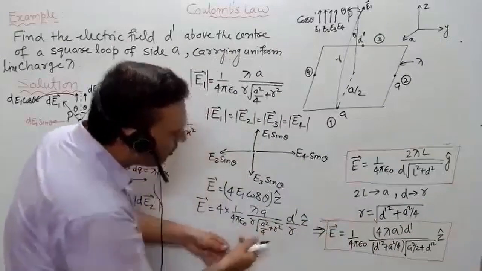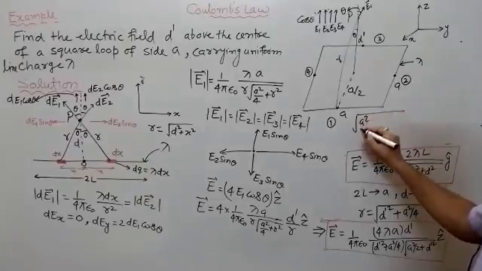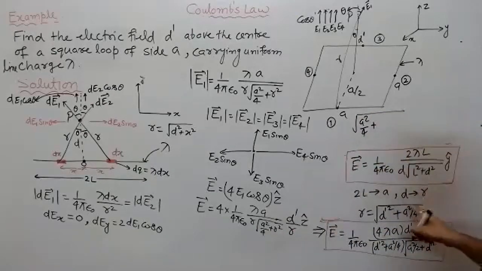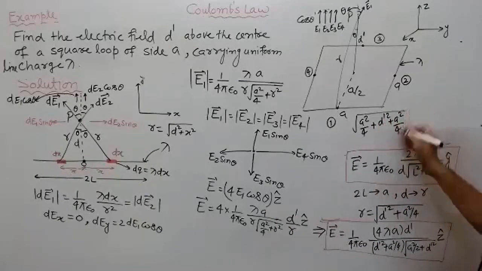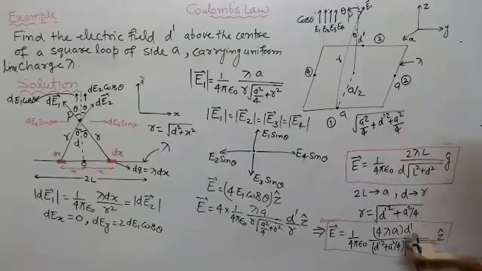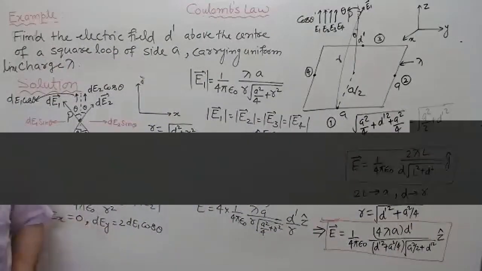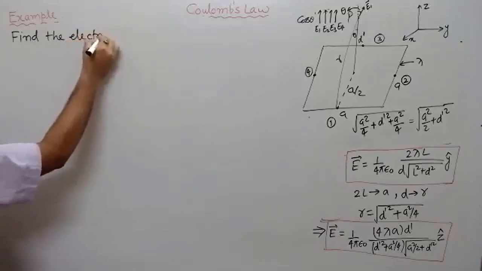This term is a square. What will be? Just see, I have written a square by 4 plus r square. R square is d dash square plus a square by 4. So this term will give you a square by 2 plus d dash square, and small r square will give you this term. First term is small r square, and this is root a square by 4 plus small r square. Is it clear?